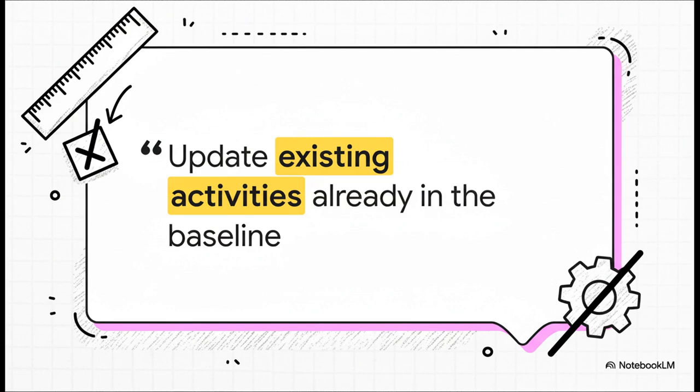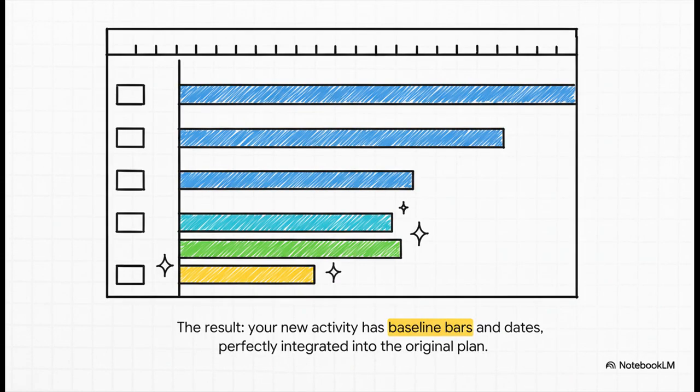This one little click, or lack thereof, is what stops the software from overwriting all the dates and values for your already approved work, and it keeps that ruler of yours perfectly intact. And boom, you click OK, and there it is. You'll see it on your Gantt chart. Your new activity now has those yellow baseline bars. The baseline start and finish dates are filled in. It's now officially part of the plan, and you can start measuring its progress right alongside everything else.